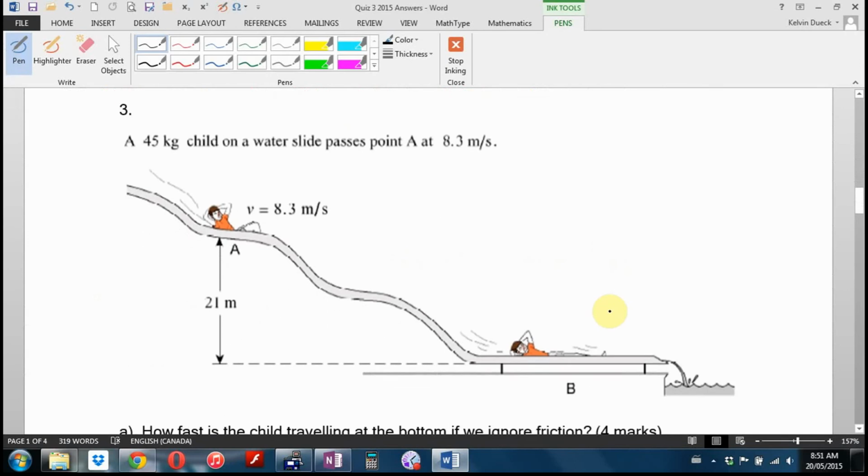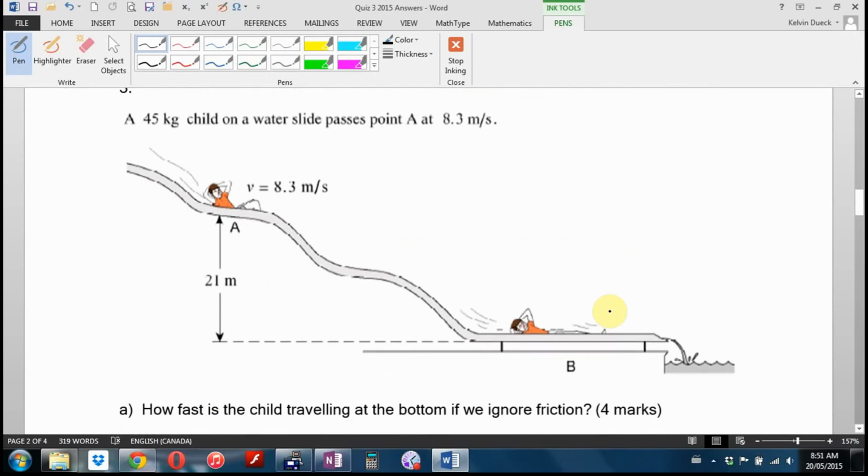Number 3, water slides. Colin, is there a change in height in this question? Yeah. Is there a change in speed in this question? Yeah. Is there a yucky, curvy path? I'm betting this is going to be a conservation of energy question. I haven't even read it yet, but that's kind of where I'd be leaning towards.